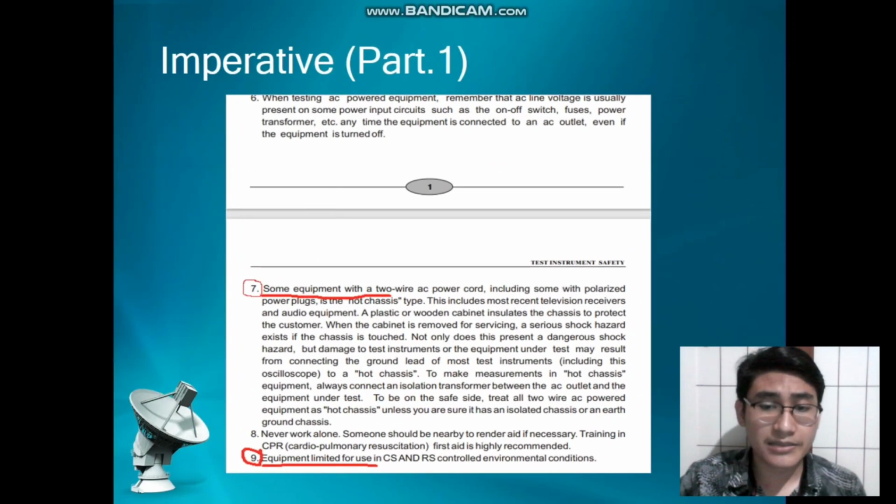We're still talking about imperatives part 1. Number 7, number 8, and number 9. Look at this picture. Number 7 and number 9 do not use imperatives because at the beginning of the sentence using the subject. Some equipment. This is subject. Equipment. This is subject too.